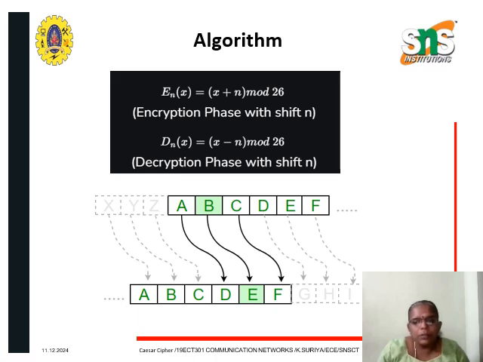So the figure here shows how the letters are shifted. So A after shifting 3 times will become D. B after shifting 3 times will become E and so on.